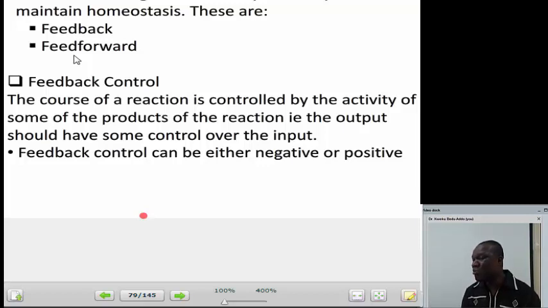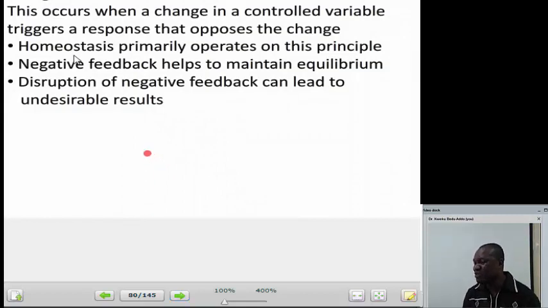Now, it could be a positive feedback reaction or control, or a negative feedback reaction. I want us to look at the negative feedback. Now, negative feedback occurs when a change in a controlled variable generates a response that opposes the change. Again, a change in a controlled variable generating a response that opposes the change.